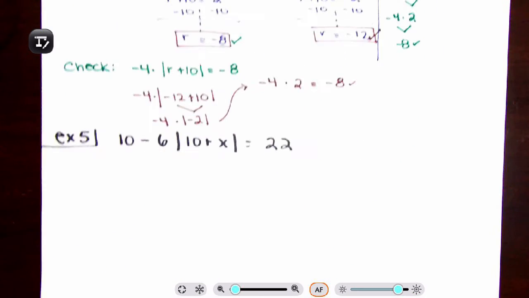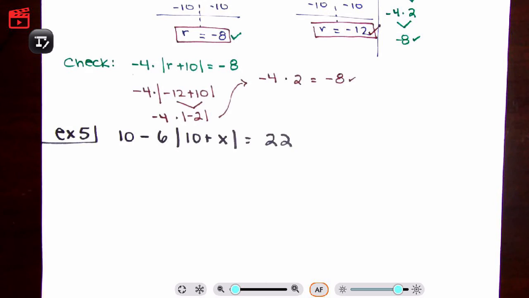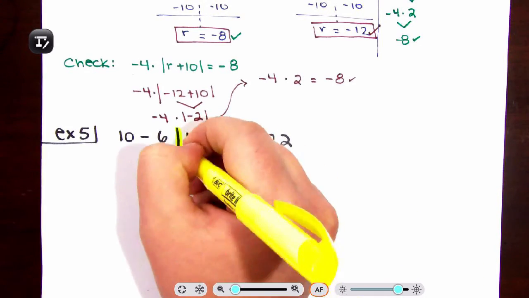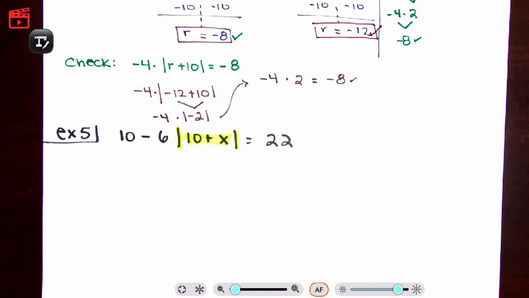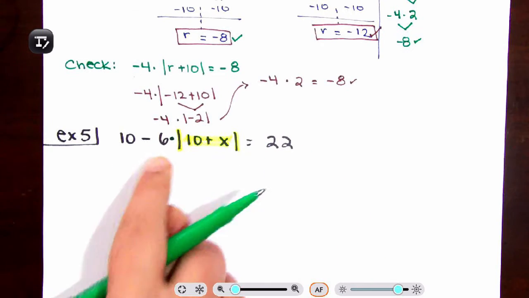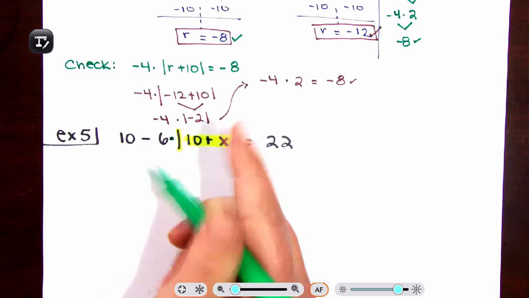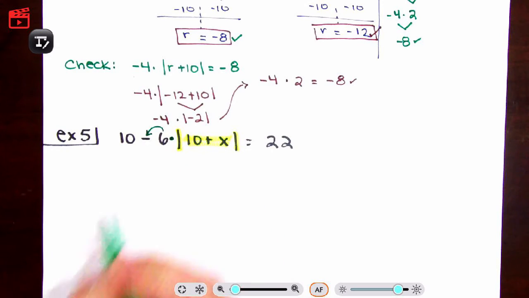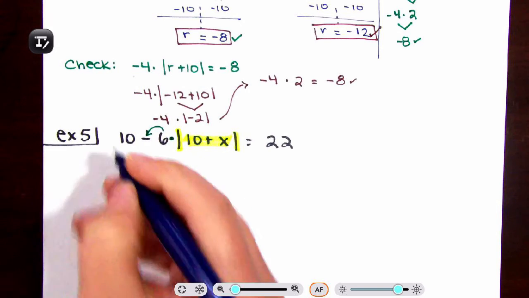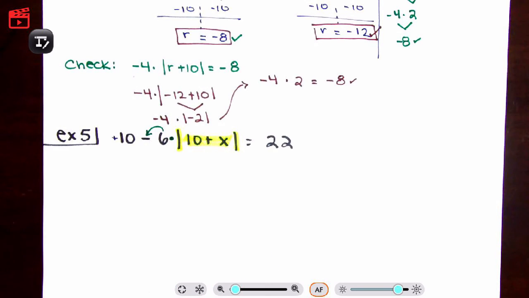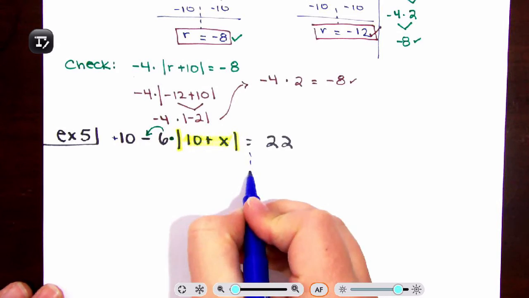Let's do one last example here. Step number 1 is to isolate the absolute value. I see two things. I see a times 6, which is negative. This negative belongs to the 6. It does not belong to the 10. This 10 is positive. Mathematicians are lazy. There is a secret plus here, but because 10 is the first number that you see, typically we don't write pluses for the first numbers. So let's go ahead and isolate this.